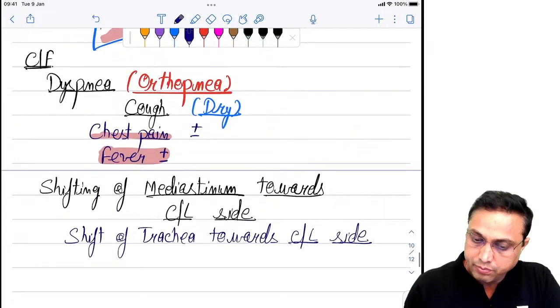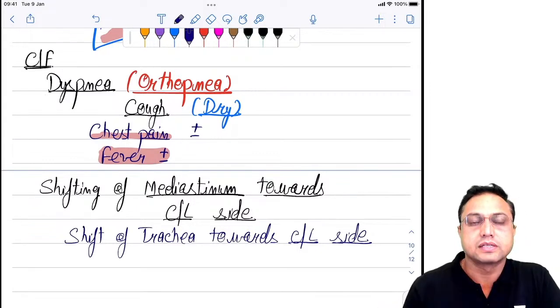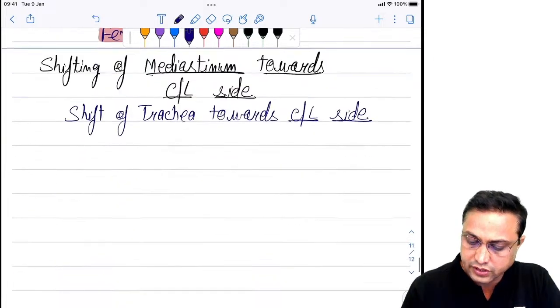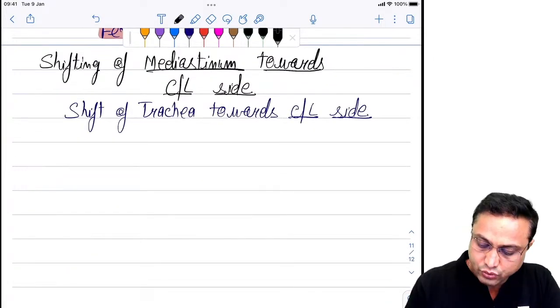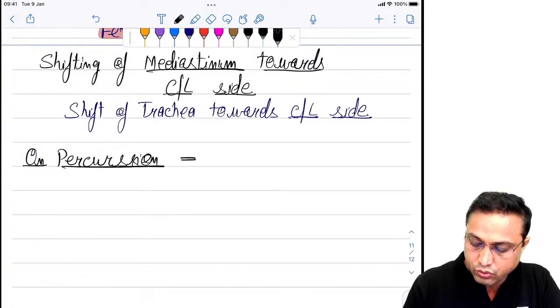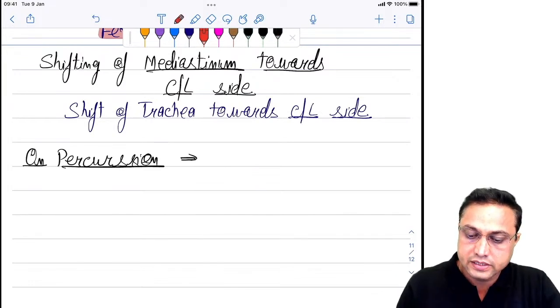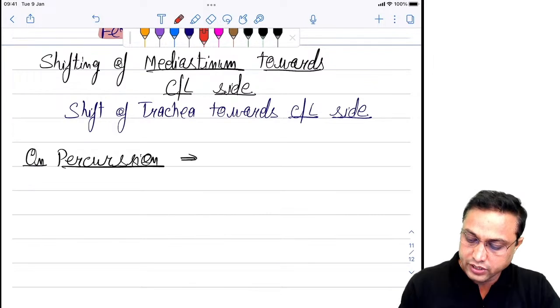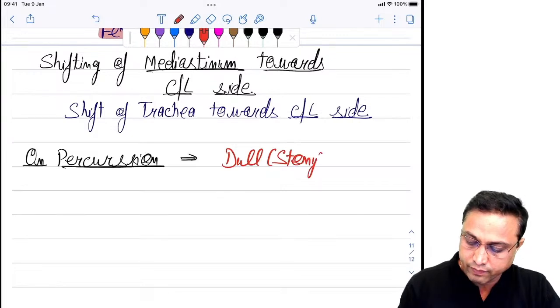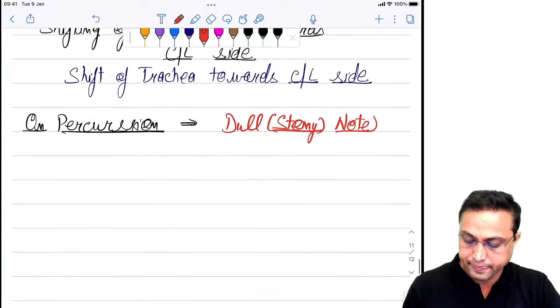Okay, so now a patient has come to you with all these things: dyspnea, orthopnea, cough, chest pain, tracheal shift. What next are you going to do? You are going to do percussion. When you do percussion, what are you going to find? You are going to find a stony dull note. Stony dull note is seen over there.